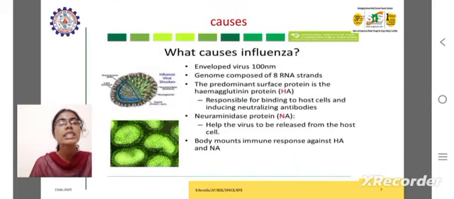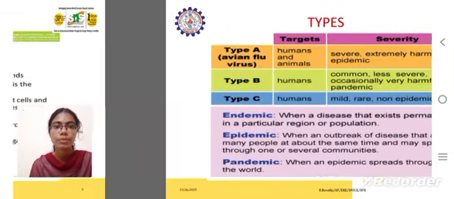So, what causes these influenza viruses? The genome is composed of 8 RNA strands. The body mounts an immune response against HA and NA viruses. Sometimes our body doesn't respond to antibiotics or the immune system. Sometimes the autoimmune system automatically destroys the healthy cells, which may result in flu. So binding to the host cell and neutralizing antibodies is the main cause of the influenza viruses.